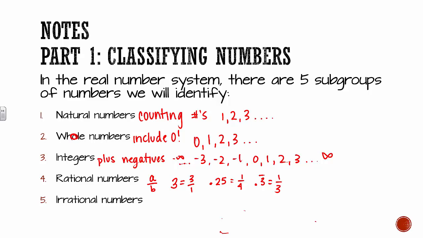Irrational numbers are things that cannot be written as a fraction. So they're numbers like pi. We know pi is 3.1415926, and so on, but we cannot write that as a fraction. Or something like the square root of 2. If you were to type that into your calculator, you would get a decimal that cannot be converted into a fraction.